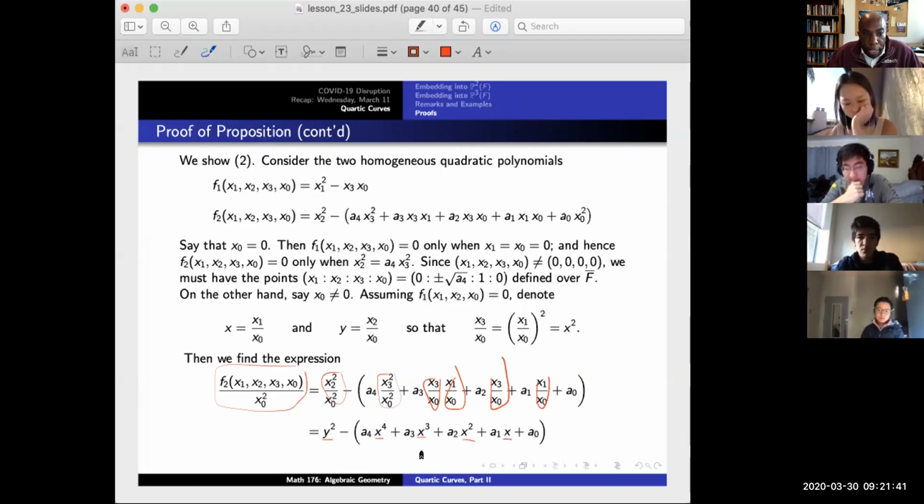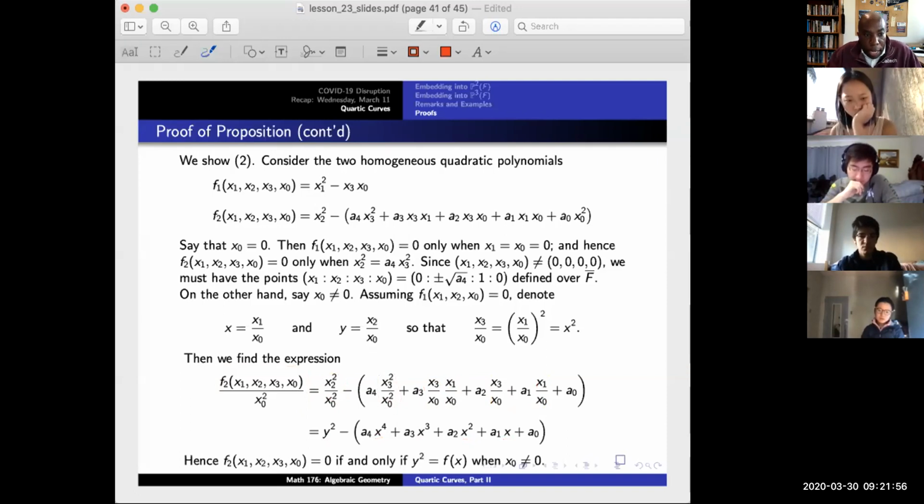So the point is that if I take f2 and divide that by x0 squared, then I actually see exactly the degree 4 polynomial that we were dealing with in terms of just x and y. So we can conclude by saying that f2 vanishes if and only if y squared is equal to f of x. So again, the whole point here is that if we look at when x0 is equal to 0, then we find our 2 points at infinity. But if we look at the case where x0 does not equal 0, then we find the affine part of our curve.